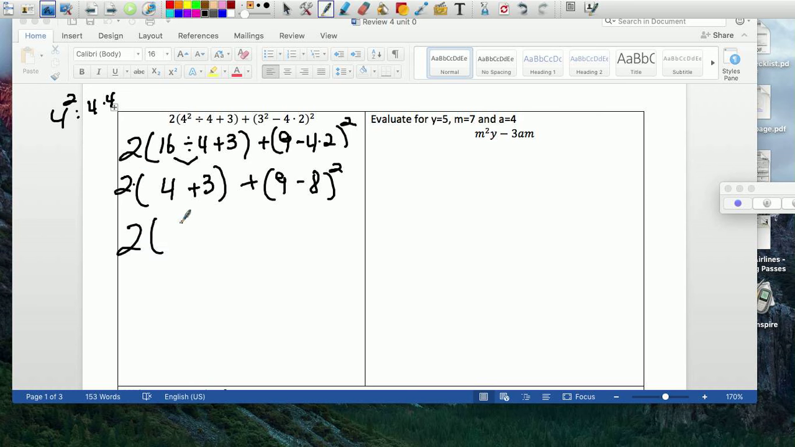And 4 plus 3 is 7. So you've got to multiply 2 and 7. Plus, and here, 9 minus 8 is 1, right? And 1 to the second power is just 1. So I'm just going to write a 1. 2 times 7 is 14. Plus 1. Final answer, 15.